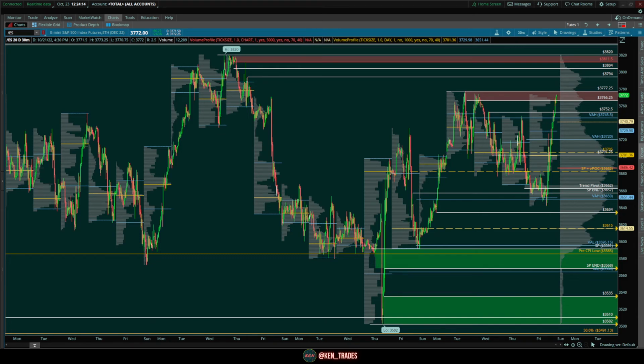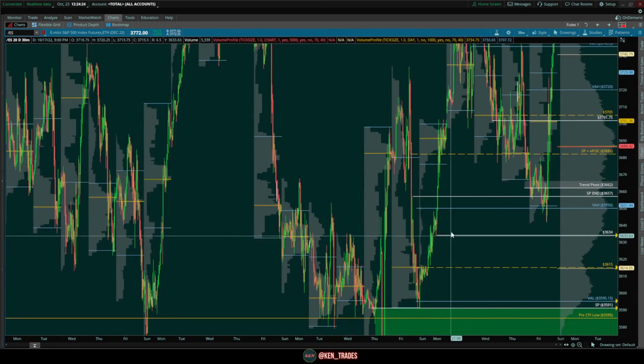So the ICT fair value gap, I believe, is the same as the low volume node, because it's just a gap right in between. Fair value gaps depend on the time frame, but for me I just stick to 30 minute, and I look for this fixed 30 minute. Then I look for my low volume node.